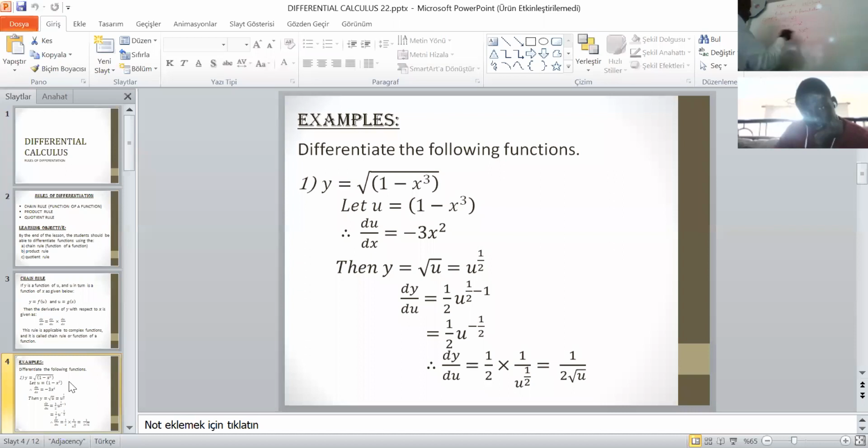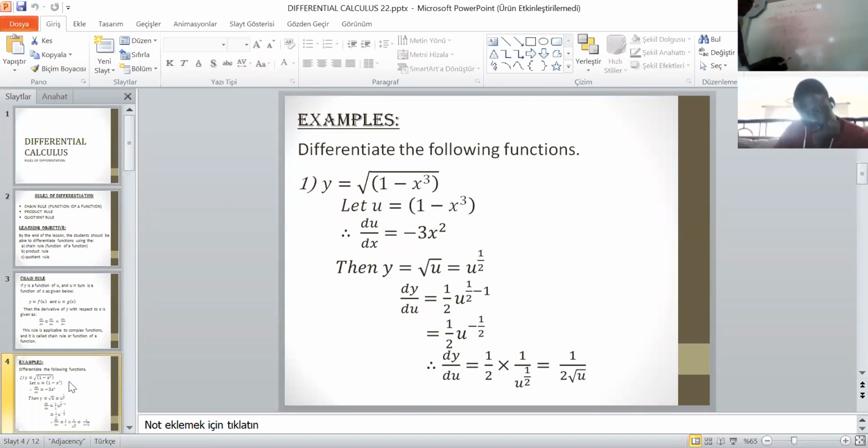Then since y is a function of u, I can now differentiate y with respect to u. It means that dy over du is equal to, so again, 2 steps. Bring out the power, that's 1 over 2. Subtract 1 from the existing power. 1 over 2 minus 1. Of course, 1 is bigger than 1 over 2, so if you subtract, you are going to get a negative answer. So that is 1 over 2, u raised to the power of minus 1 over 2.